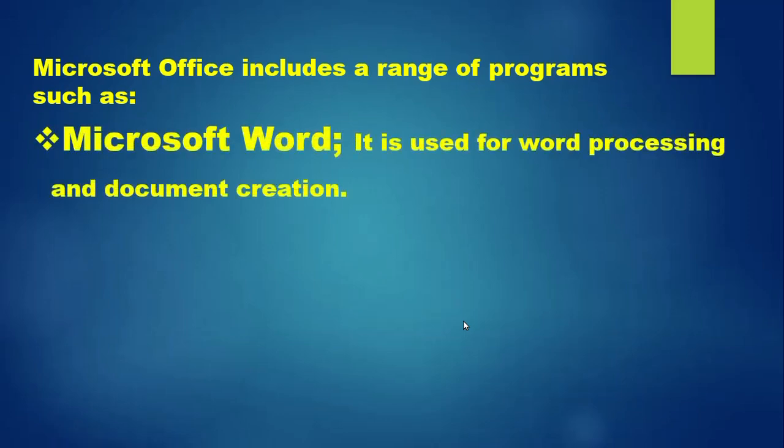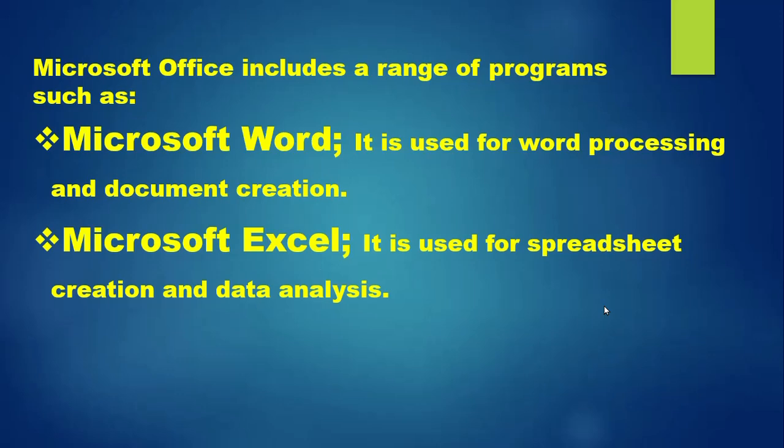It's a conglomeration of programs. The number one program is Microsoft Word, which is going to be our next lesson. Microsoft Word is used for word processing and document creation. You want to type, you want to process words, Microsoft Word is what you will use. Then the next one is Microsoft Excel. It is used for spreadsheet creation and data analysis. This is where you analyze data. This is where you do calculation. This is what they use in banks and the rest of them. So it is also important. So we'll be taking them one after the other.